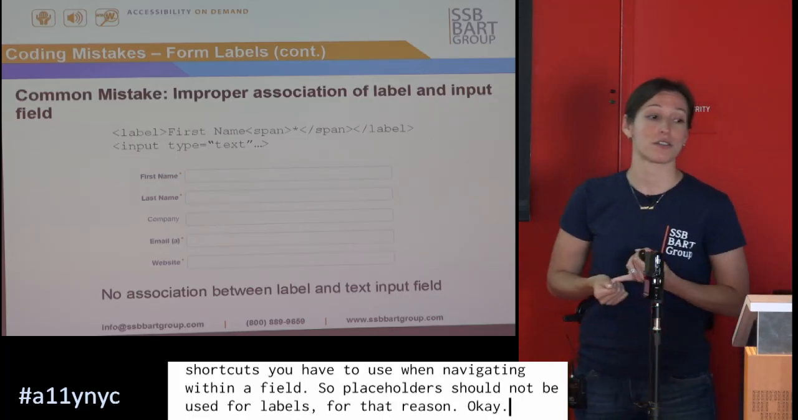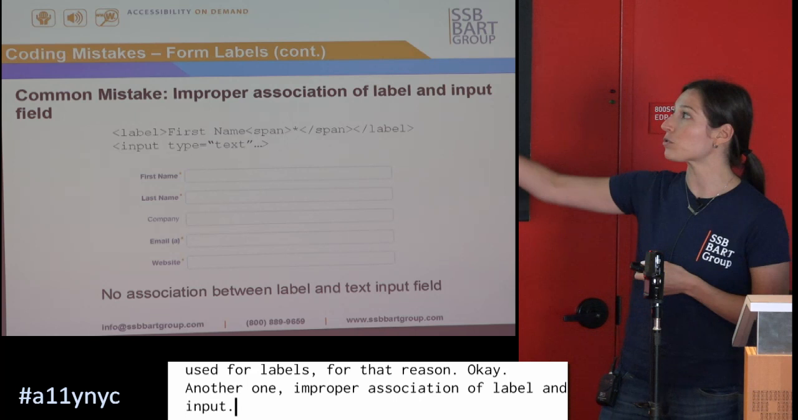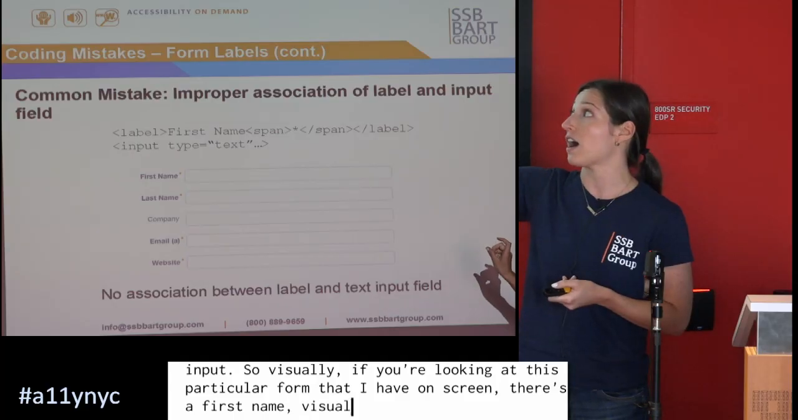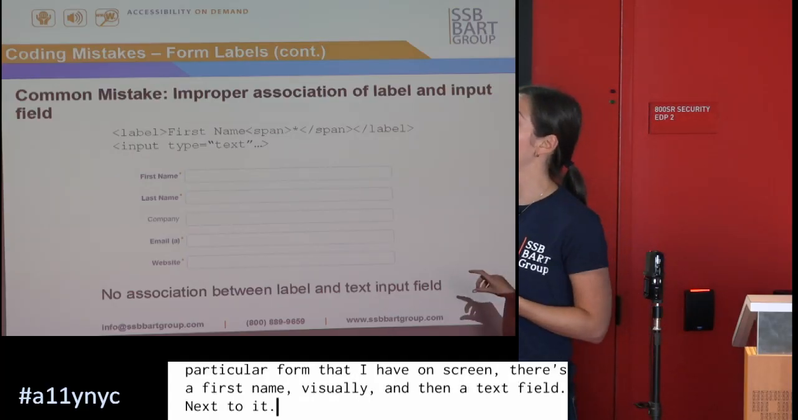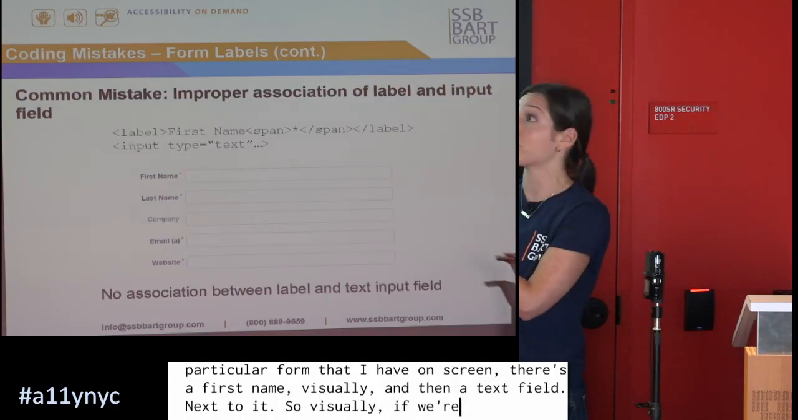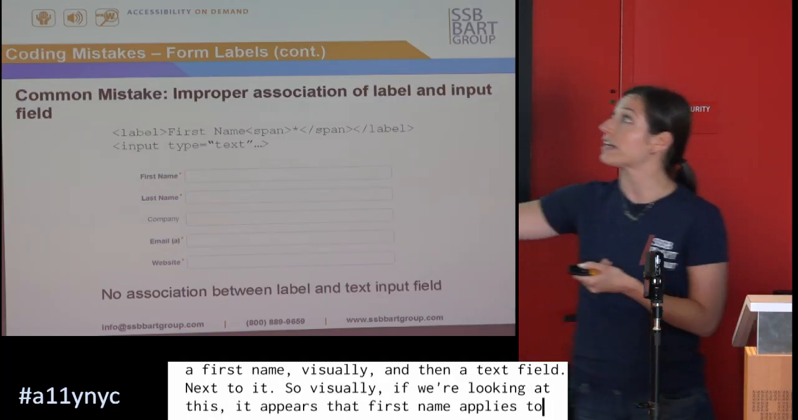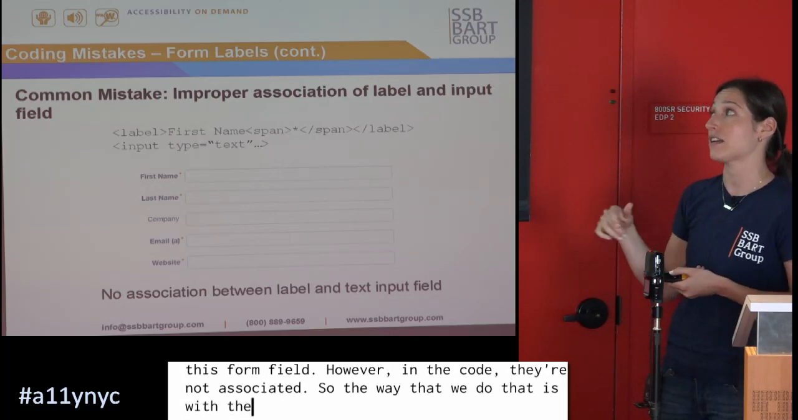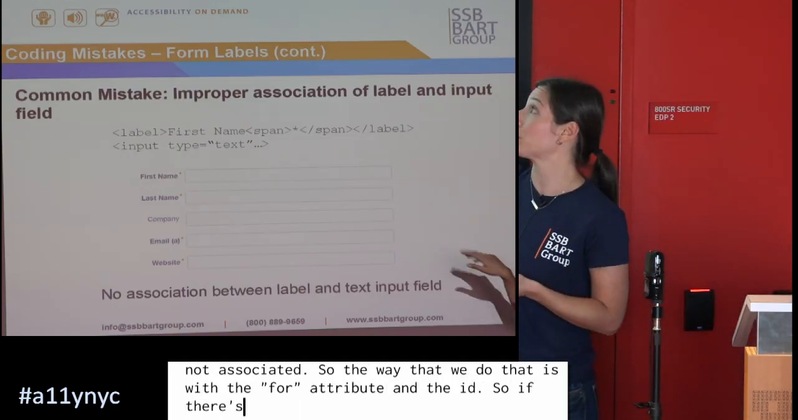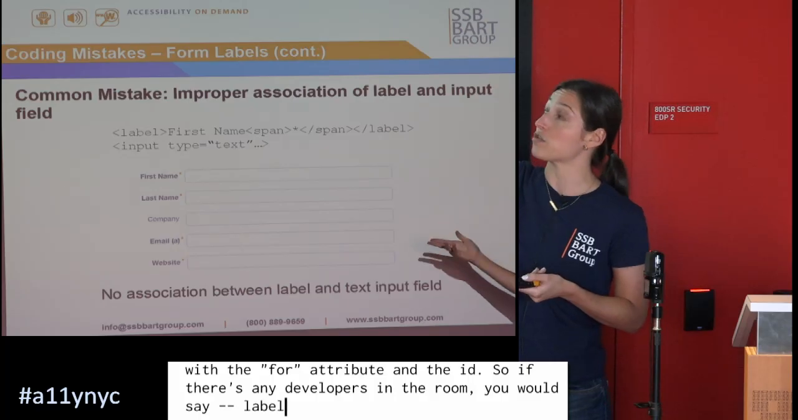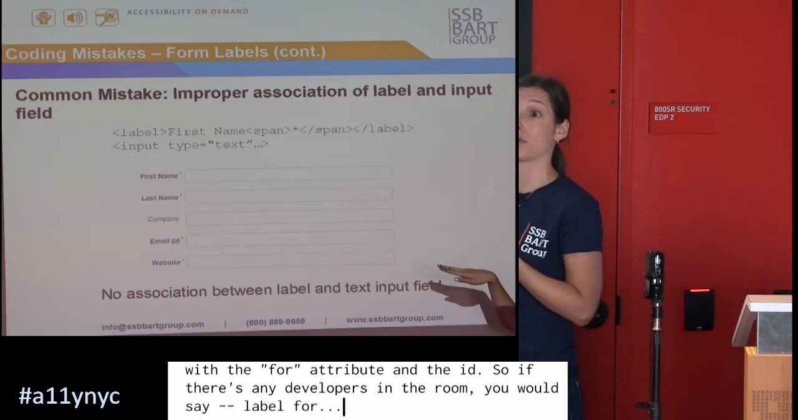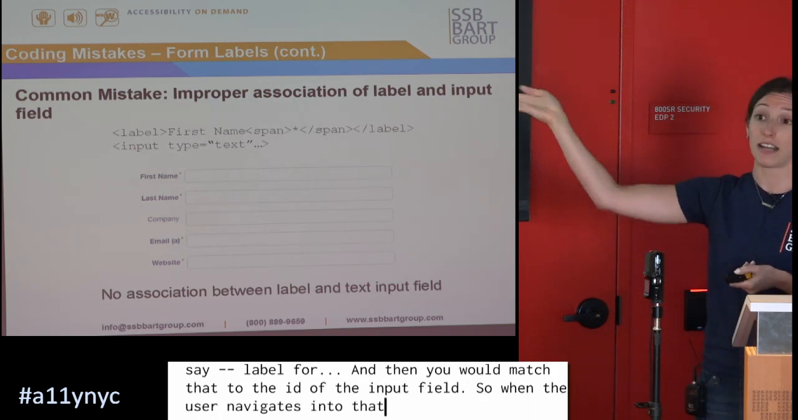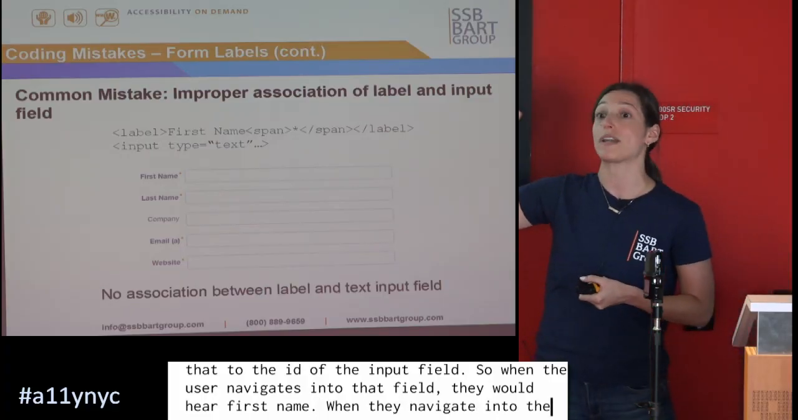Okay. Another one, improper association of label and input. So visually, if you're looking at this particular form that I have on screen, there's a first name visually and then a text field next to it. So visually, it appears that first name applies to this form field. However, in the code, they're not associated. So the way that we do that is with the for attribute and the ID. So if there's any developers in the room, you would say label for, and then you would match that to the ID of the input field. So when the user navigates into that field, they would hear first name. When they navigate to the next field, they'd hear last name. So that's very important when navigating through a form field.